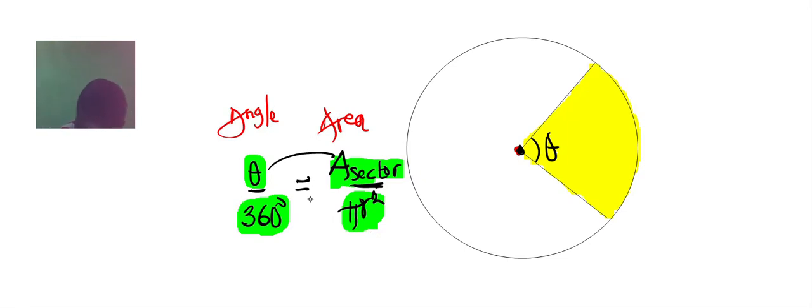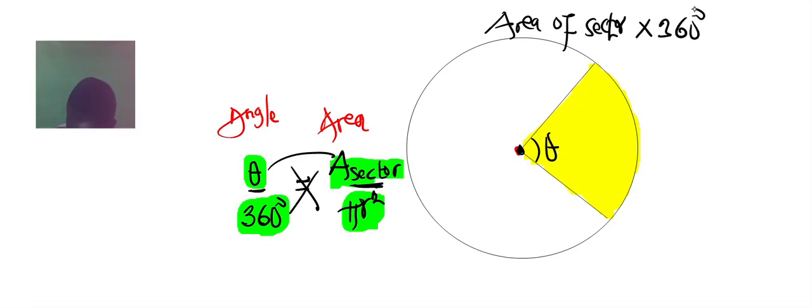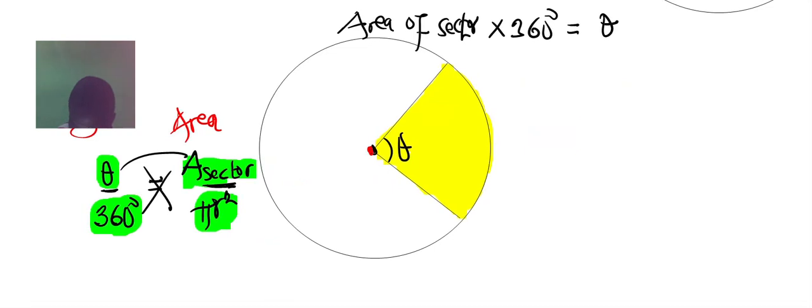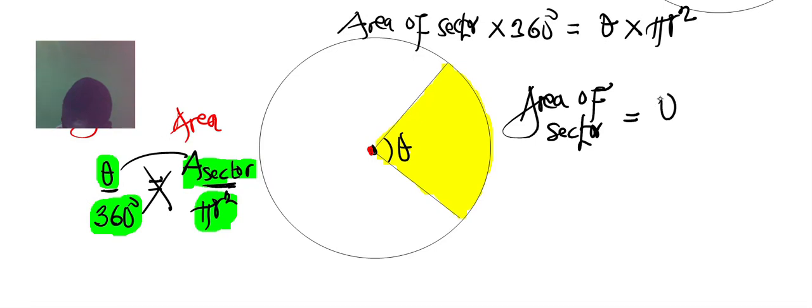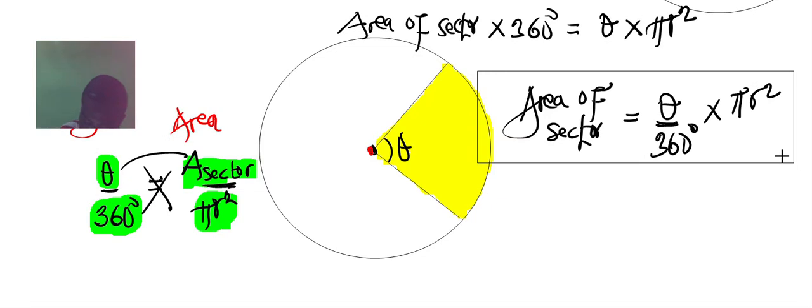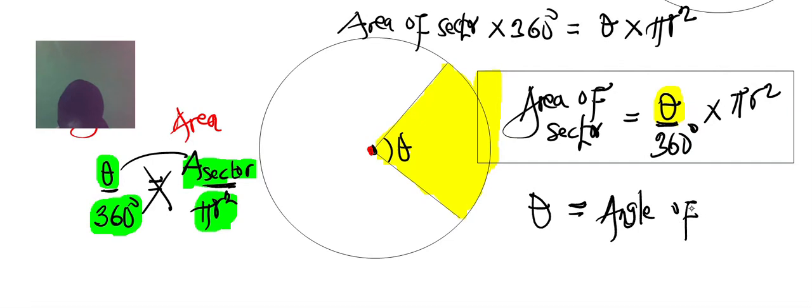So area of sector, we can cross multiply. Area of sector times 360 degrees equals theta times pi r square. So area of sector is theta over 360, on dividing both sides by 360 degrees, times pi r square. So that's area of sector. Angle of that sector, that's what we mean by theta. Theta means angle of that sector at the center.